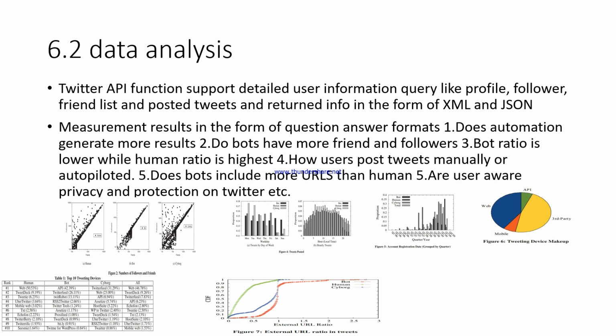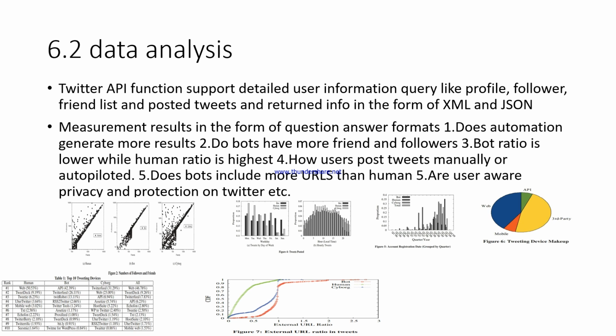That's not true, because bots don't have intelligence and originality, so they just increase the number of followers within a short period of time and also remove them. The bot ratio is lower while the human ratio is highest. That's also true, because both the number of users and followers in bots decrease suddenly or increase suddenly. So humans have the highest ratio.